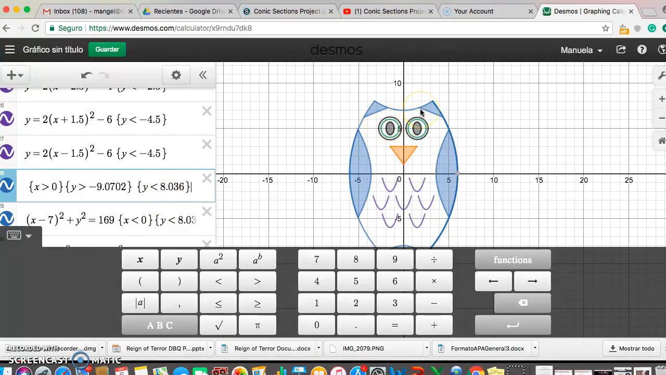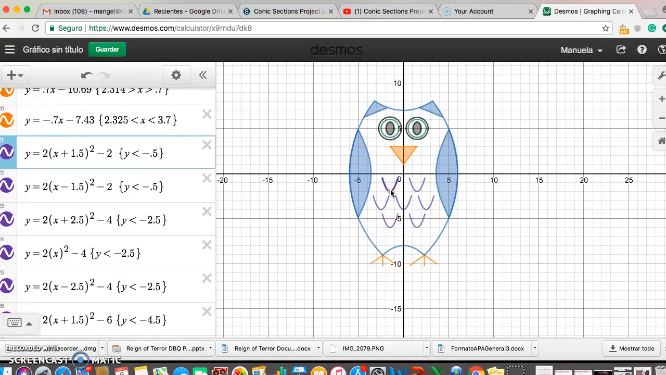The other conic section I'm going to be talking about is the parabolas. Well, in specific, the parabola here that makes up a feather of the owl. And to do the parabola, I started with the original standard formula of the parabola, which is y is equal to x squared. And then from then on, I just worked with it to make it fit my owl.